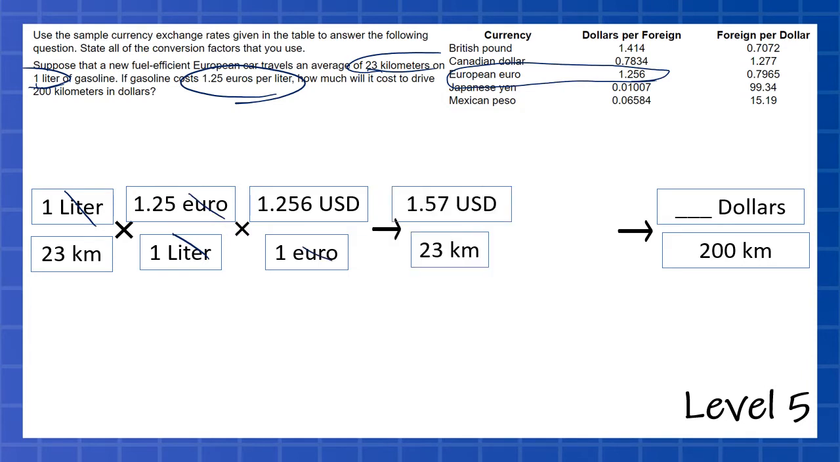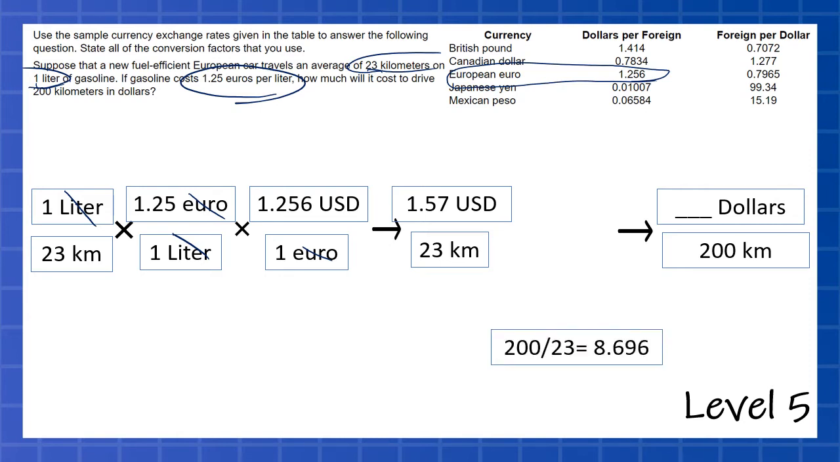And from there, I'm just going to multiply straight across. Now this time I didn't have just 1 on the bottom the whole time. I actually had 23 times 1 times 1. So at this point we get 1.57 US dollars is how much it would cost to go 23 kilometers. But I don't want to know how much it costs to go 23 kilometers. I want to know how much it costs to go 200 kilometers.